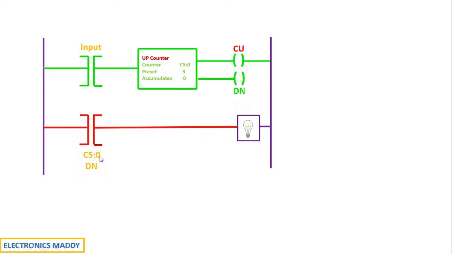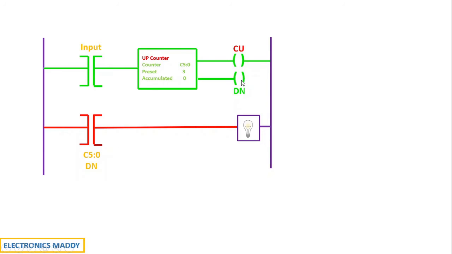Now, if you carefully observe, the address of the done bit with respect to the up counter is used over here, C5:0 and done. So if you have another counter and you want to use an address, in order to avoid confusion when you have multiple counters, this address plays a very important role. I hope this point is clear.